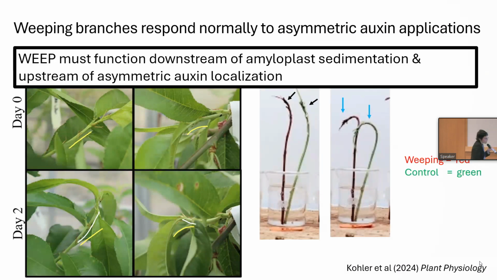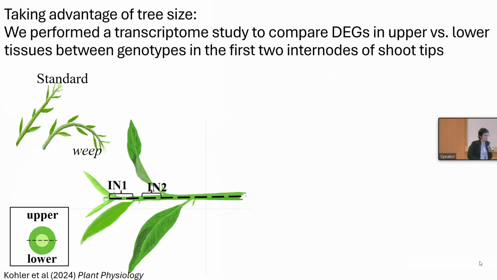Okay, so these weeping trees that have a mutation in weep can respond to asymmetric auxin application just like standard. So that suggests that weep must function downstream of amyloplast sedimentation, but upstream of asymmetric auxin localization. So next, we did an RNA-seq study taking advantage of how nice and thick our peach stems are. We cut the shoots in half, weeping and standard, did the top 2 internodes where you already have that arch right there, and looked at gene expression differences between the top and bottom.